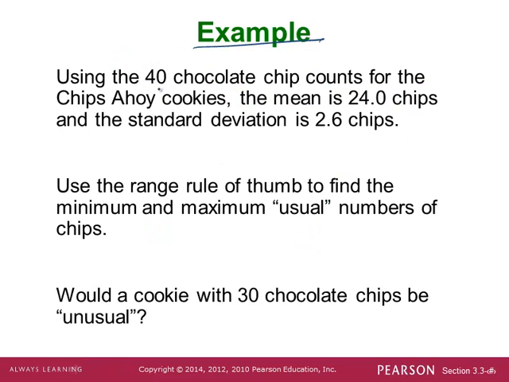Suppose that we take a sample of 40 Chips Ahoy chocolate chip cookies. We're going to count the number of chocolate chips in each cookie. So each chocolate chip count represents one observation, and we're going to do that for 40 cookies. So we have 40 numbers, each number being the number of chocolate chips in each cookie.